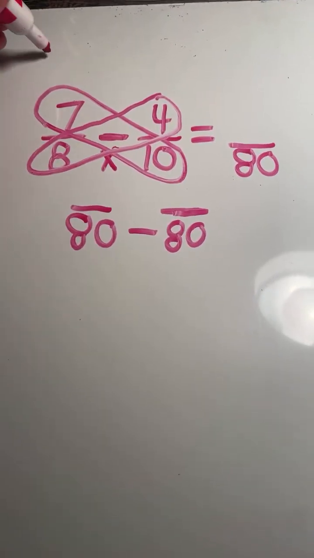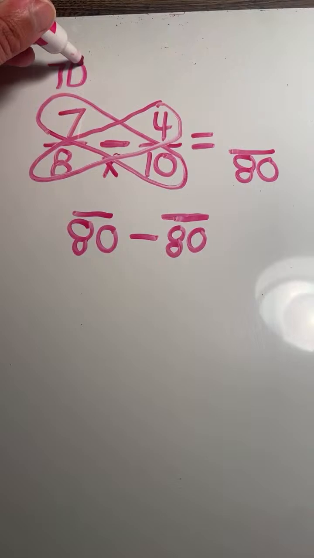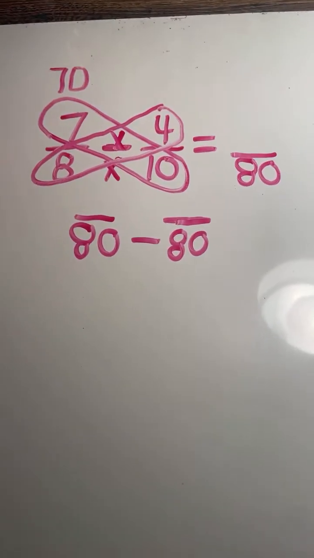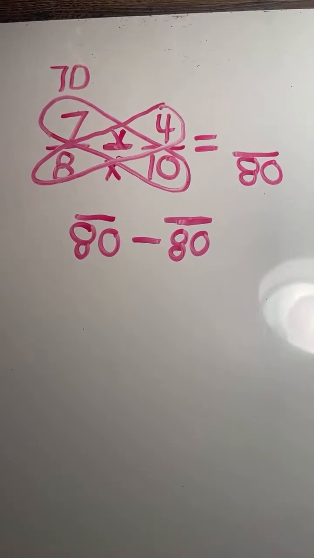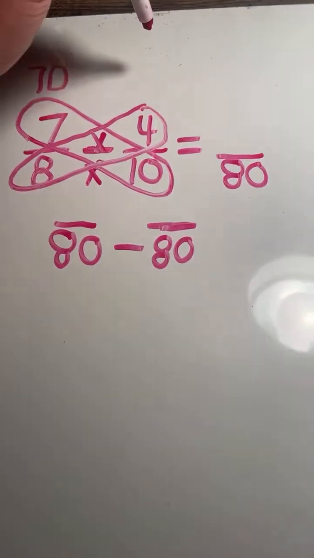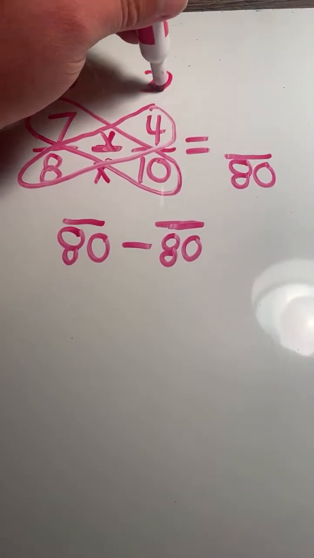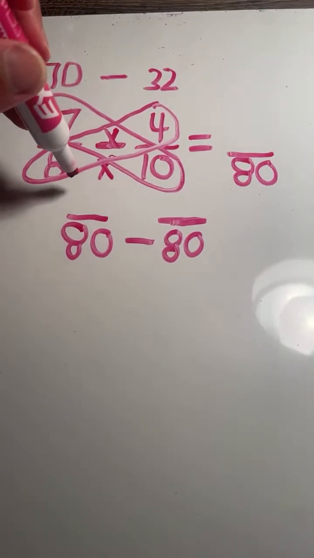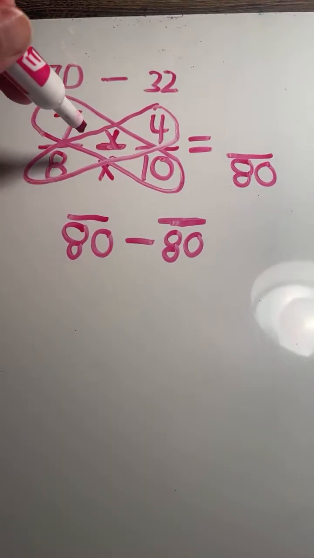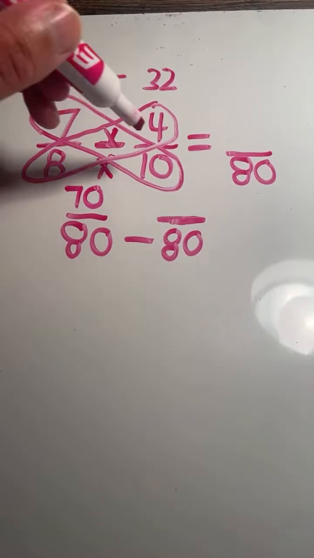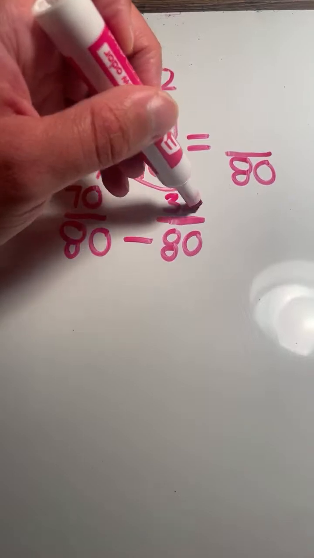7 times 10 equals 70. Sometimes I like to write a multiplication sign in, but I don't think it's needed. I think everybody understands that multiplying is the next step at this point. All right, 4 times 8 equals 32. So the 7/8 has been converted to 70/80. The 4/10 has been converted to 32/80.